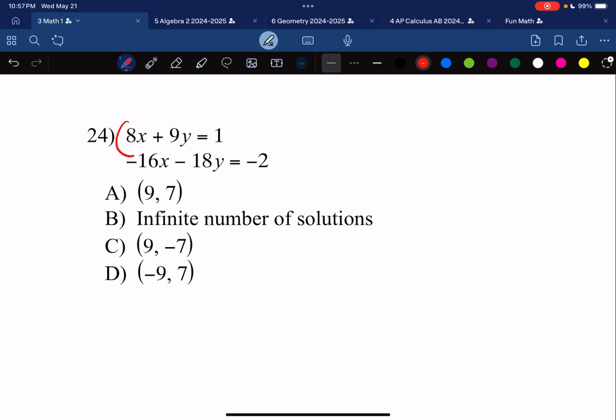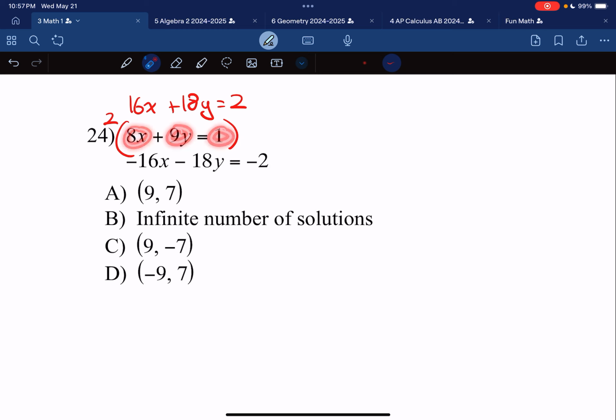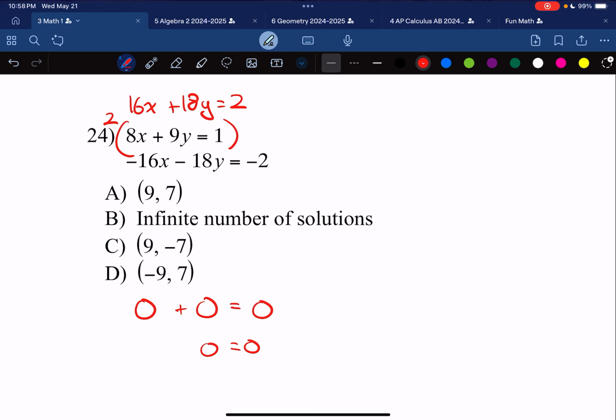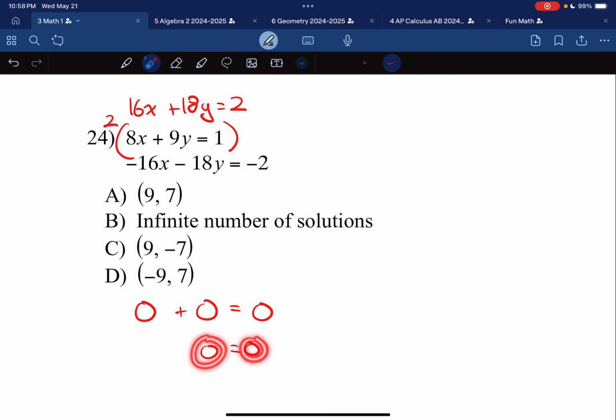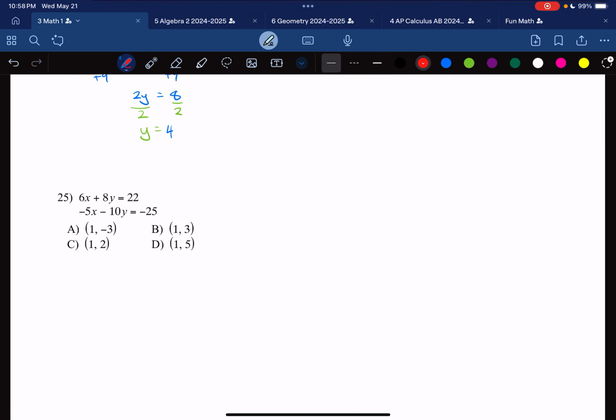So if I multiply everything up here by 2, that's going to be a positive 16x plus 18y is equal to 2. Again, every single one of these numbers got multiplied by 2. So I'm going to ignore the original now. 16x minus 16x is 0. 18y minus 18y is 0. And 2 plus negative 2 is 0. 0 is equal to 0. Well, if it's the same number equal to the same number, that's an infinite number of solutions. Kind of a fast one. I like those.